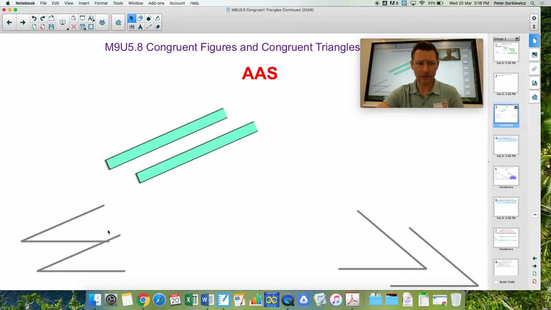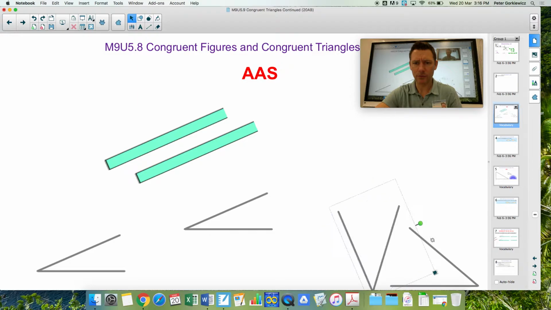So I'm going to try this. I've got two angles that are the same. These two are the same, but these two aren't the same. All four of them aren't the same. I made this one a little bit bigger on purpose, right? So they're not the same size.